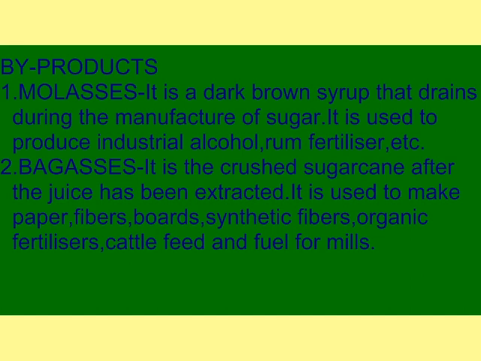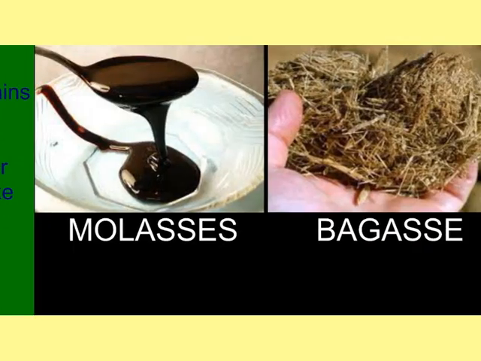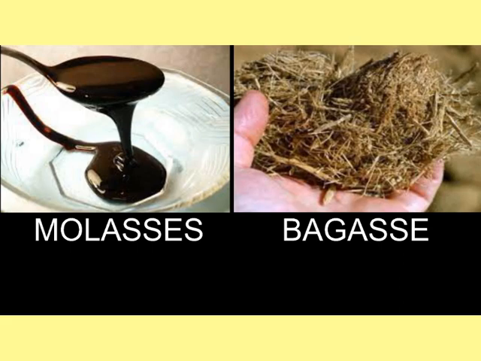The first byproduct we have here is molasses. Second one we have is bagasse. So this is how the byproduct looks after we extract sugarcane juice. Okay, that is molasses, the first one, and the second one we have is bagasse.